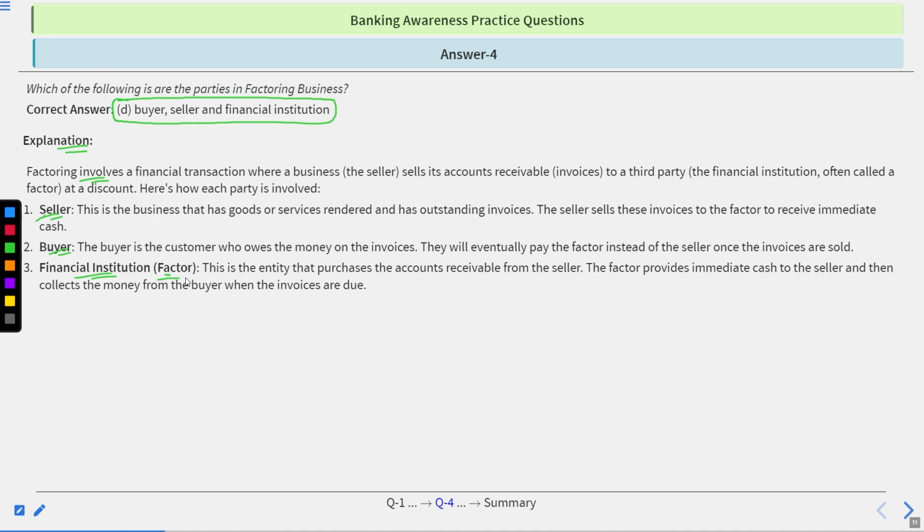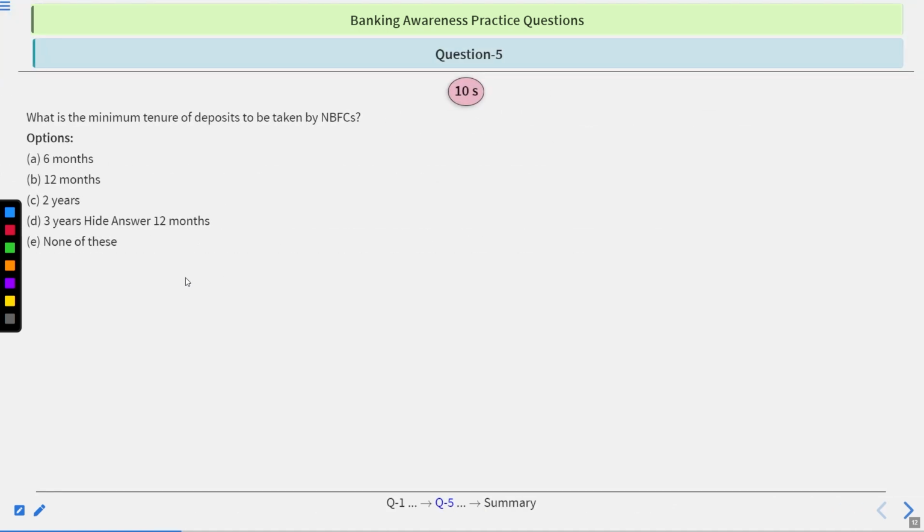Now, next question is question number 5. What is the minimum tenure of deposits to be taken by NBFCs? 6 months, 12 months, 2 years, 3 years, none of these. 10 seconds you have. Time starts now.